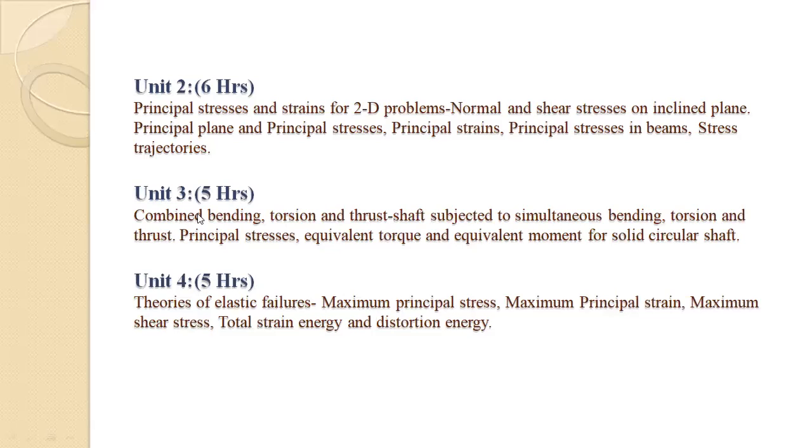Okay, then write down unit number 3, combined bending, torsion and thrust. In that, write down first point, shaft subjected to simultaneous bending, torsion, and thrust.